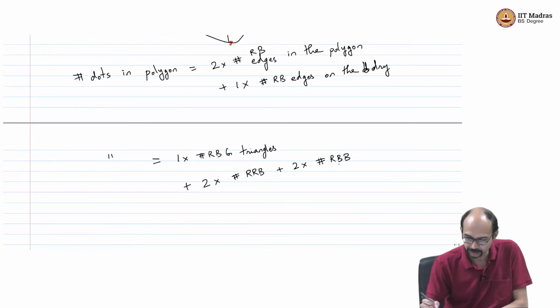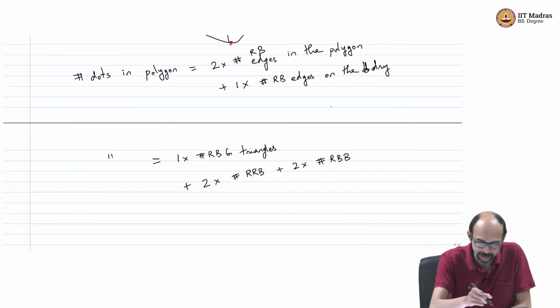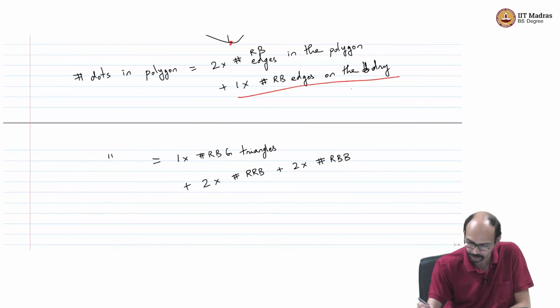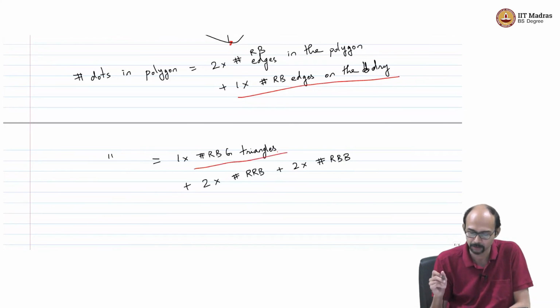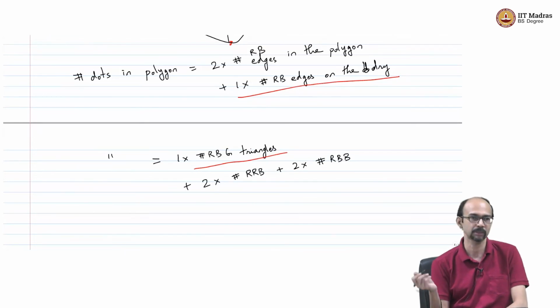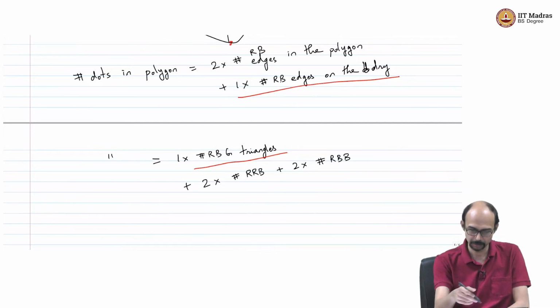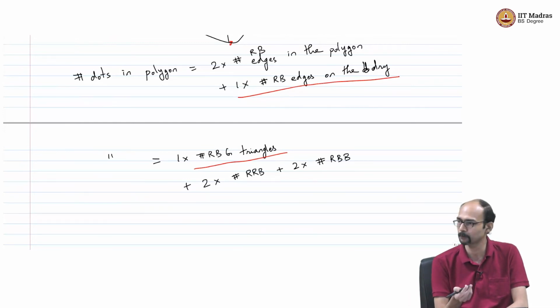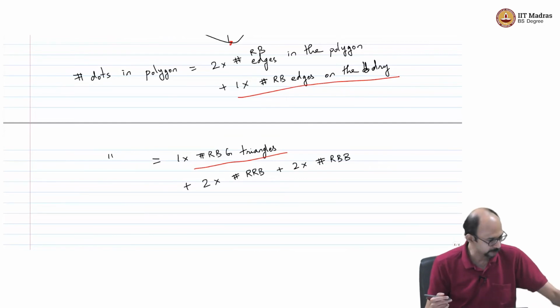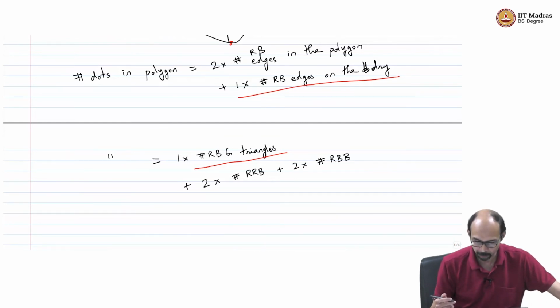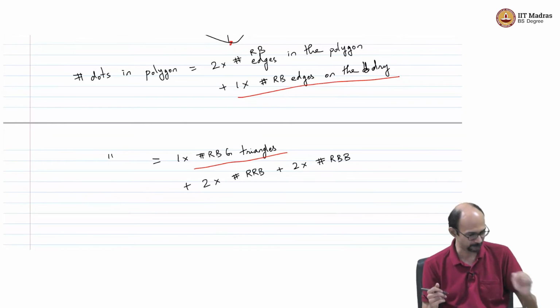So now what did we want to compare? We want to compare this term over here, the number of red blue edges on the boundary, with this term over here, the number of red, blue, green triangles. And what do you see? The difference is 2 times something, because these are the number of dots in the polygon counted in 2 ways. So if you take the difference, it's 2 times something. So this is the proof of Sperner's lemma. Good. Now I may not be able to complete anything else, but I have done at least one proof.